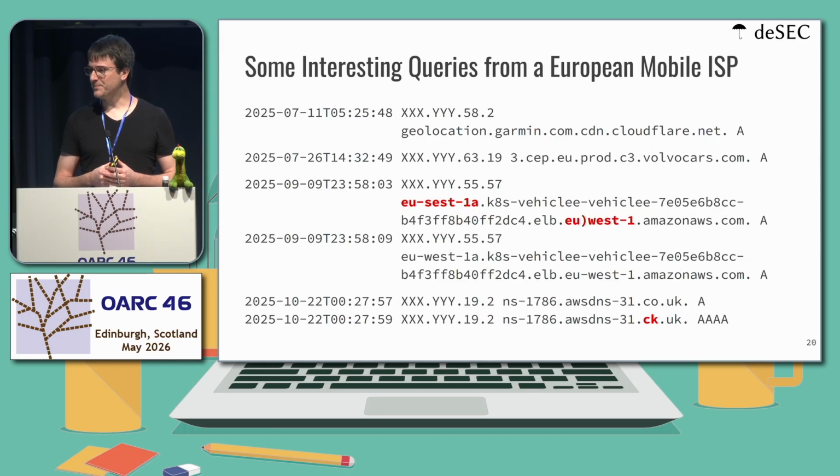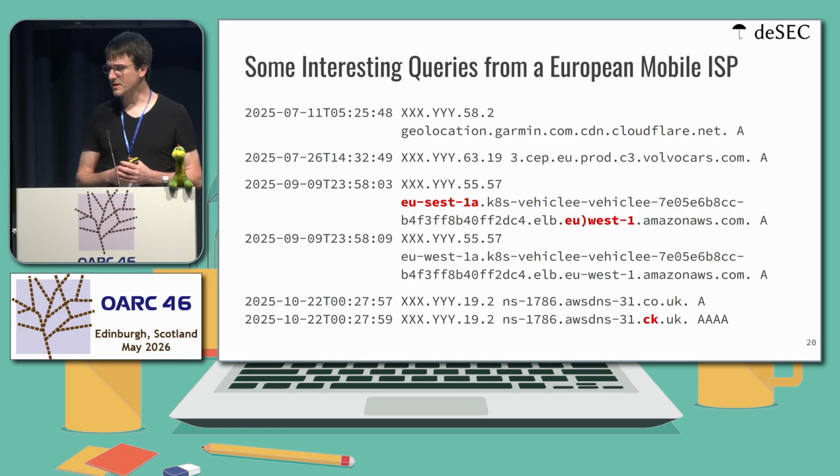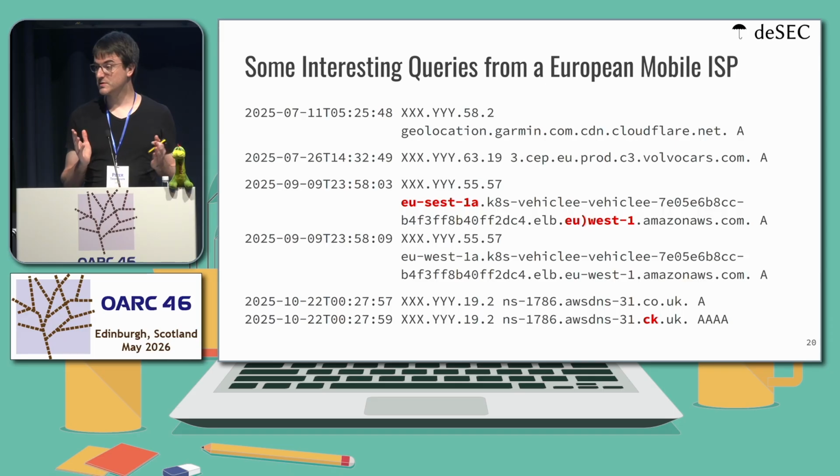So a few interesting instances here are from a European mobile ISP. This is in July and September and October, so it's a recurring thing. The subnet here is always the same, I think. I mean, the XXXYYY part of the IP address. And things tend to relate to cars for some reason. So there is the Garmin geolocation thing, Volvo cars, and then something Amazon vehicle subdomain. So it seems like there is maybe car systems that use European mobile ISP SIM card.